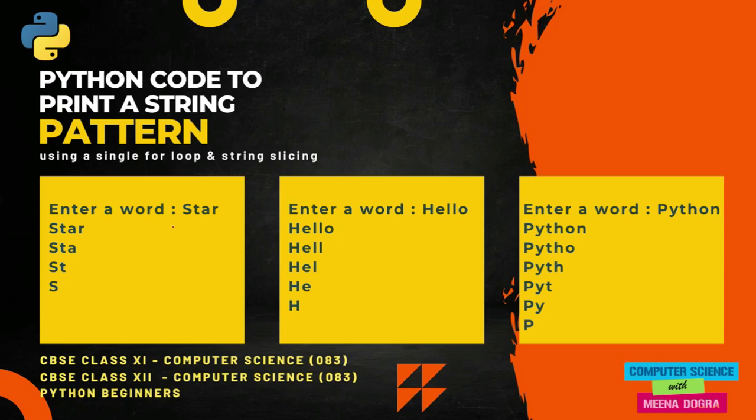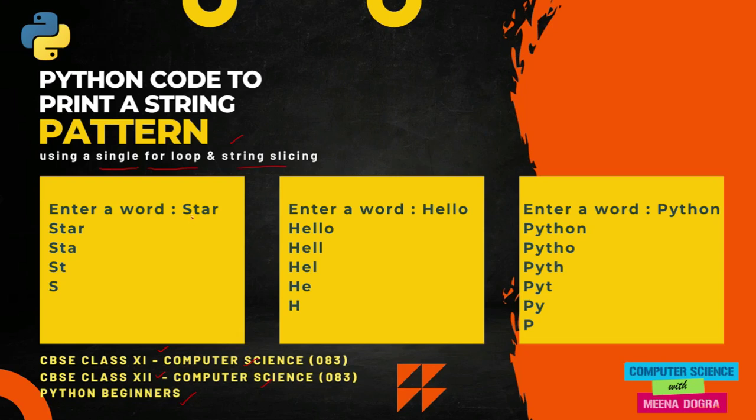Fine children, so again, as you can see here on your screens, Python code to print a string pattern, now using once again a single for loop and string slicing. This is the pattern we are going to take up now. Children studying in class 11th and 12th having computer science as their fifth optional or sixth subject, CBSE board schools, and every Python beginner, this video will be extremely useful to all of you. So let's take up what type of pattern we are going to get now.